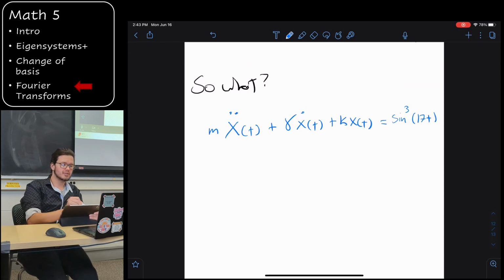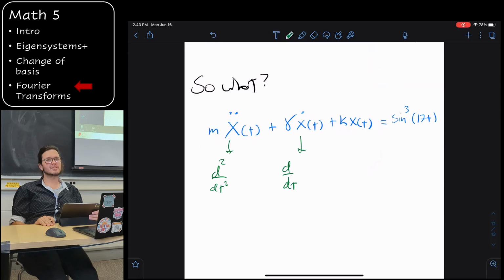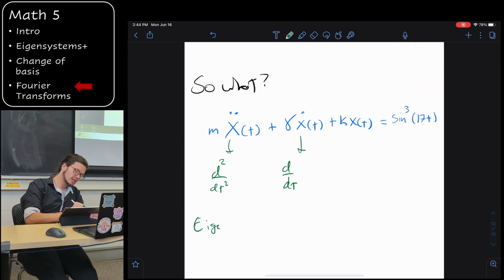I have a bunch of derivative operators. This dot dot is d over dt squared. This is d over dt. I have a bunch of derivative operators, and I don't know how to deal with them. What if you could do a change of basis to the basis in which the derivative operator looks trivial? What is the eigenstates of d over dt?